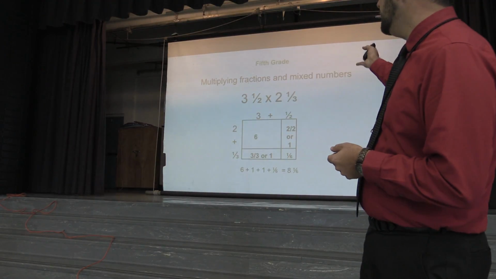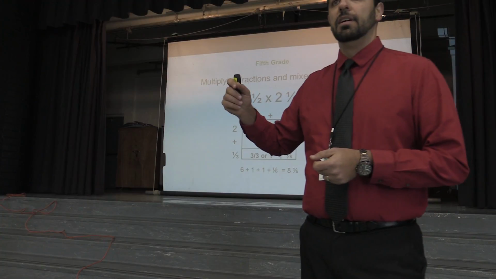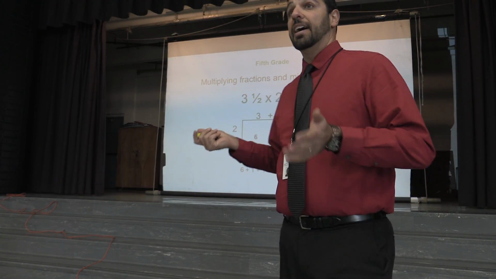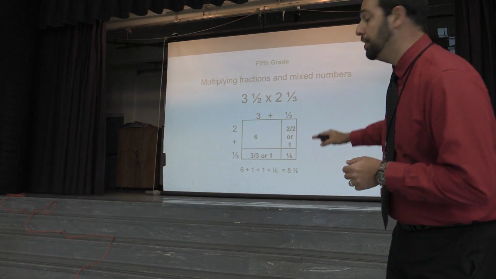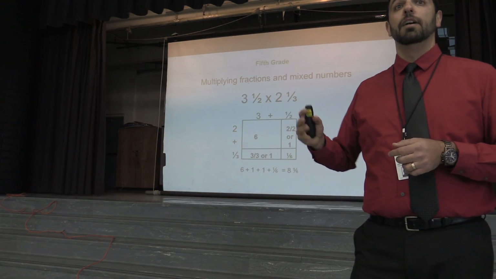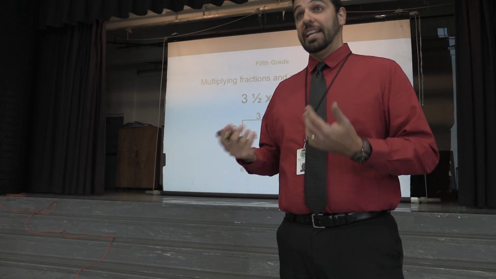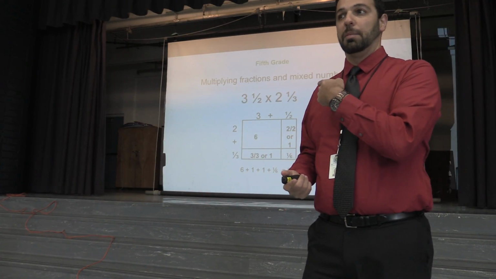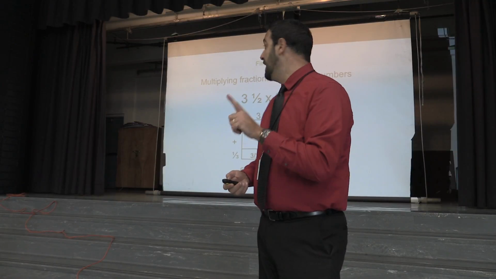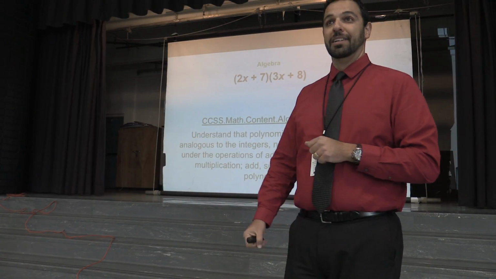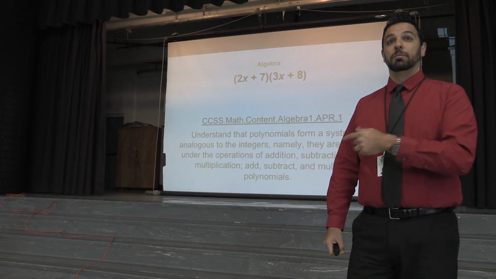Because if you convert this, you will have 7 halves. And you will have 7/3. So in essence, you have 49/6 when you multiply it all together. So that is another way of doing it, but we're still using the visual model. Now, this not only works in 5th grade, it also works here. This is algebra, multiplying binomials.